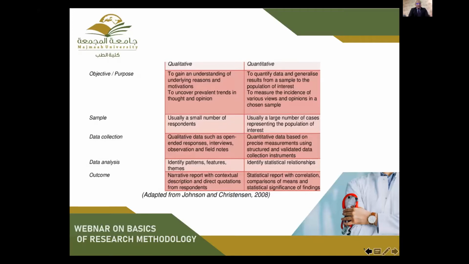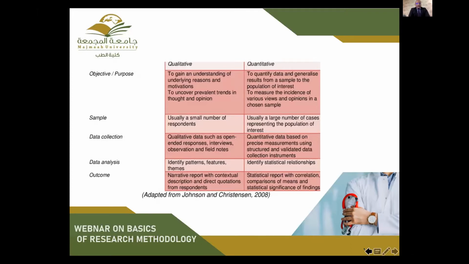Then we come to the next part, that is the sample. We need two different types of sample. It is usually small in number in a qualitative research. In quantitative research, the data is large and the sample size is big, and it is designed and calculated according to the subjects that you are looking into.